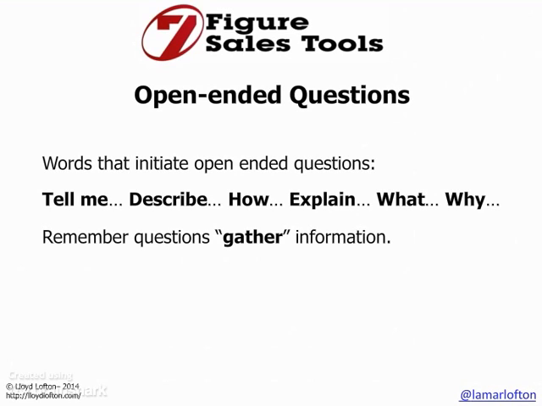Words that indicate an open-ended question are words like tell me, describe, how, explain, what, why. Remember, questions gather information and objections disclose information. So by learning how to ask questions that start with tell me, describe, how, explain, what, and why, it helps you gather information. And you need information in order to help the prospect uncover their dominant buying motive and figure out why they're going to close.